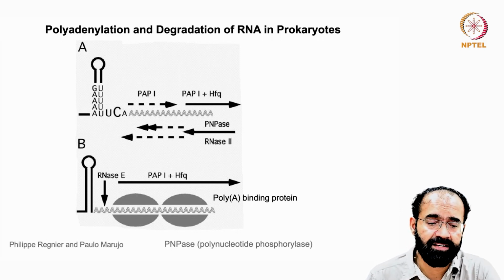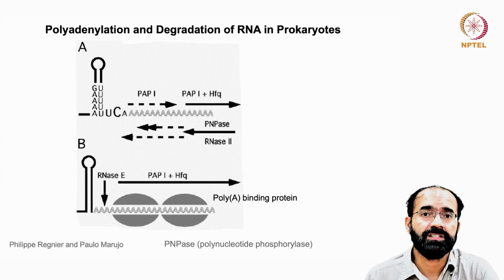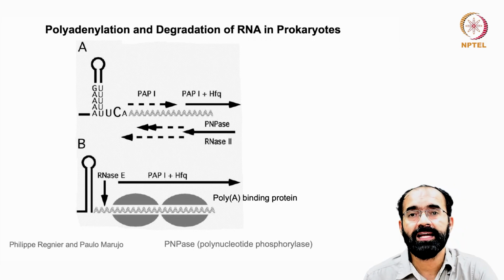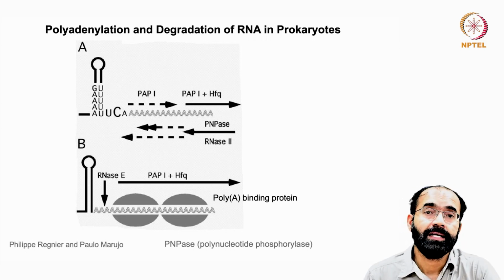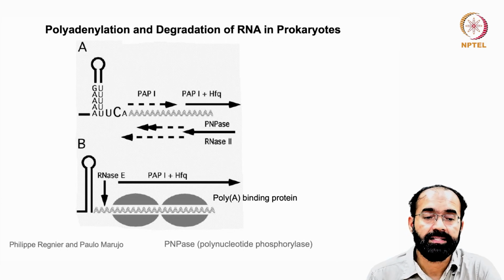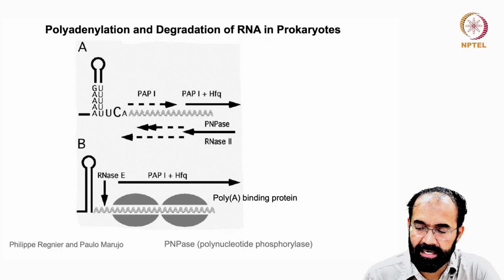RNase E, when it cleaves between the RNA and the polyA tail part, then it can trigger a full-fledged degradation of this RNA by various exonucleases. So we should understand the polyA polymerase interacts with other proteins to facilitate this whole process of polyadenylation.